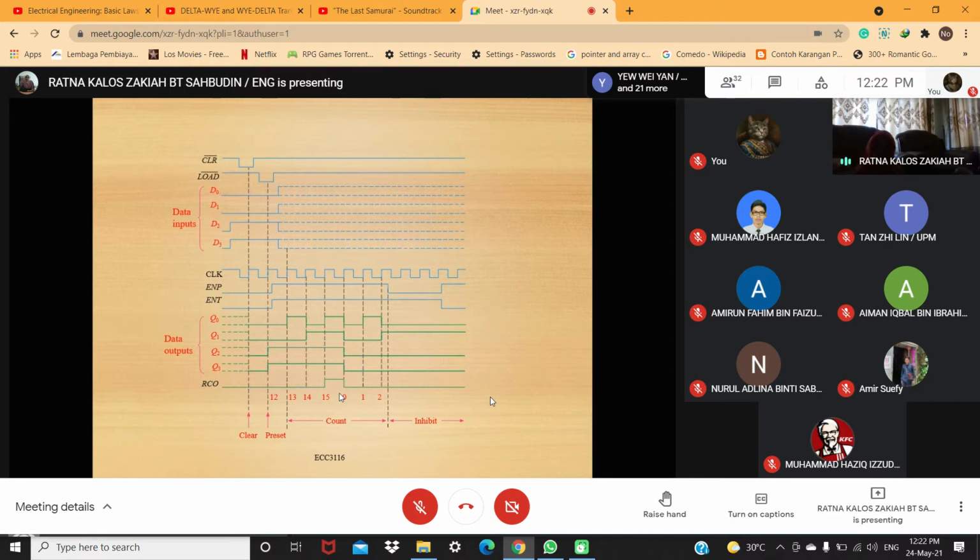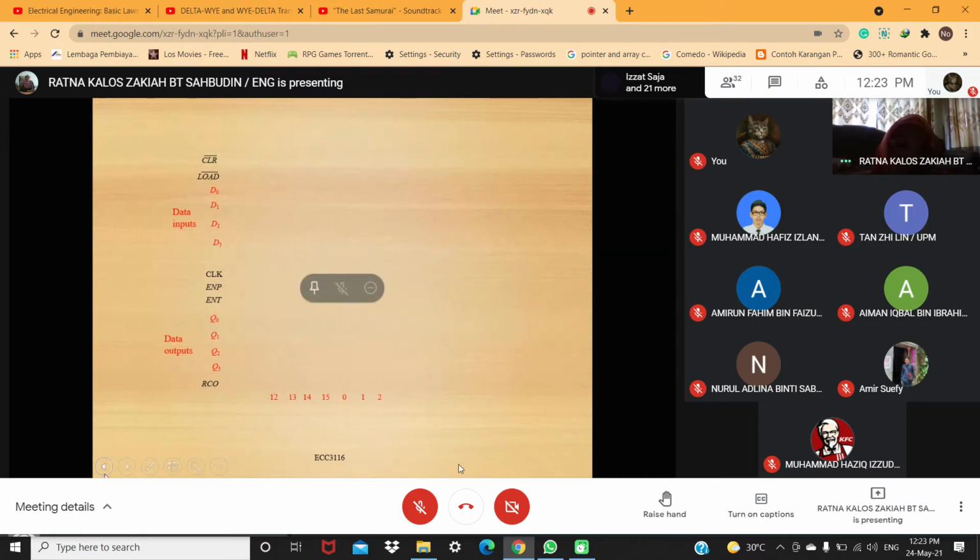Look at here, this one first. RCO here, this is ripple clock output. RCO, ripple clock output, reaches high when the counter reaches the last state. Okay, that is it. And then that is the reset. The ENT is enable. It's mentioned here. Wait.